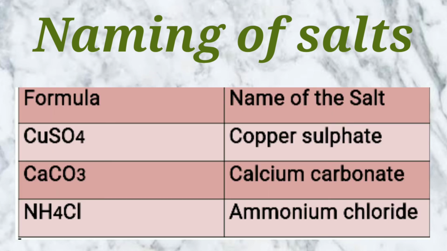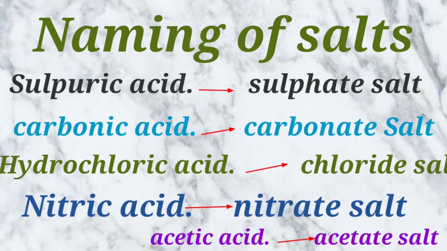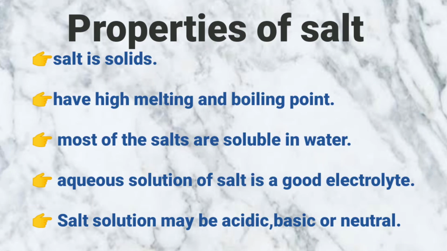Let us find a few more examples. As for example, CuSO4, that is copper sulfate, CaCO3, that is calcium carbonate, NH4Cl, that is ammonium chloride. So it is very clear that the salt of sulfuric acid is called sulfate salt. Carbonates are the salt of carbonic acid. In the same way, salt of HCl is chloride salt. The salt of nitric acid is nitrate salt. Salt of acetic acid is acetate salt. Okay. Now come to properties of salt.